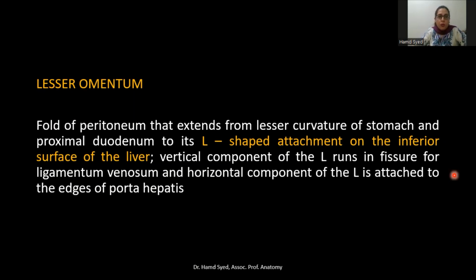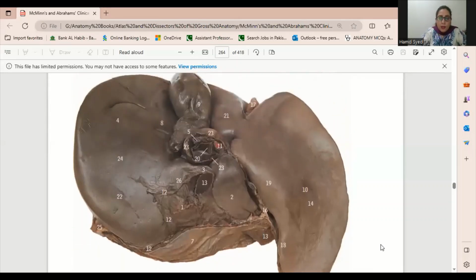Okay, so I'm going to show you this attachment of the lesser omentum in the prosected specimen so we can just understand this point. Here is the visceral surface view of the liver, and over here is the Porta Hepatis, the hilum of the liver. Number 23 is representing the lesser omentum. As you can see, it is attached to the edges of the Porta Hepatis, and also it extends into the fissure for ligamentum venosum.